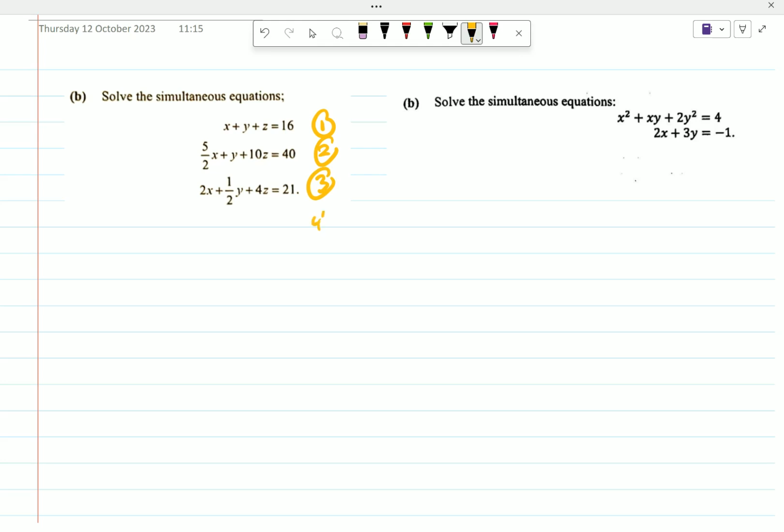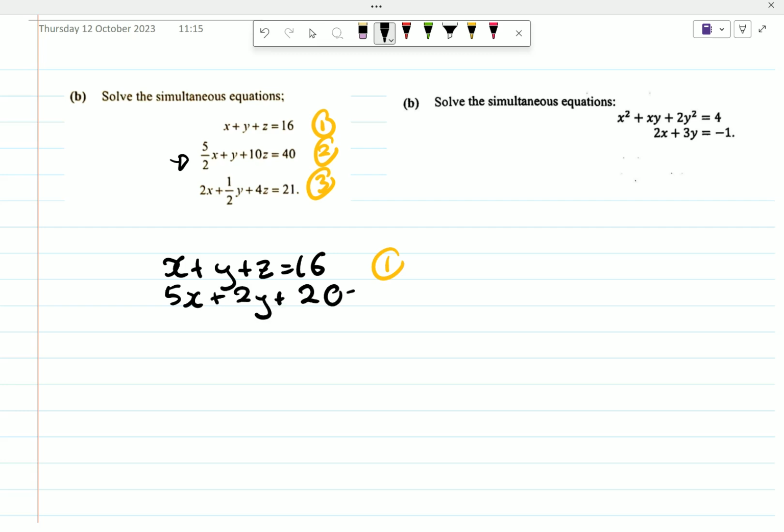And when we end up with a new equation, we'll call it 4 and we'll call the next one 5 and so on. First things first, pick any two equations. Actually, first things first, get rid of these fractions because they're just going to be a nightmare to deal with. So if we rewrite all our equations, x plus y plus z is equal to 16. That is equation 1. And we're going to multiply this one by 2 to get rid of that 2. So new equation 2 is going to be 5x plus 2y plus 20z is equal to 40.